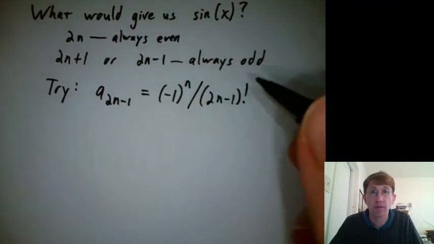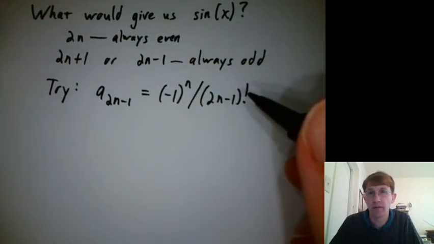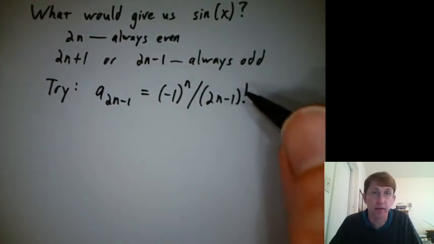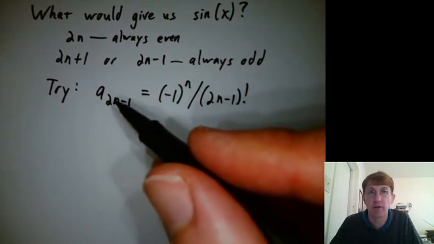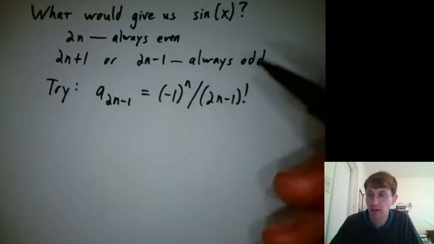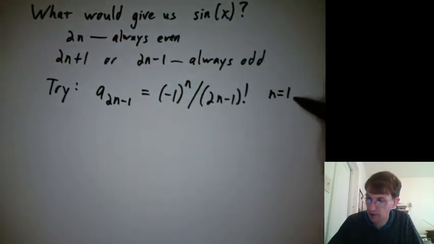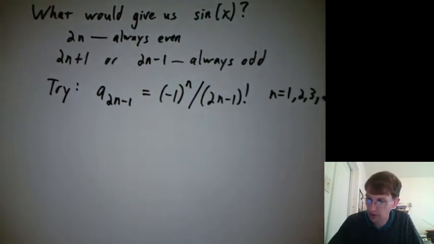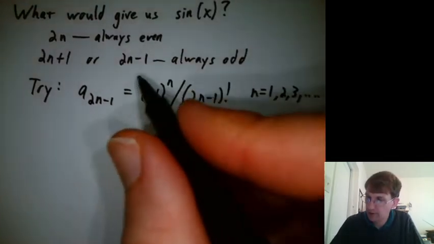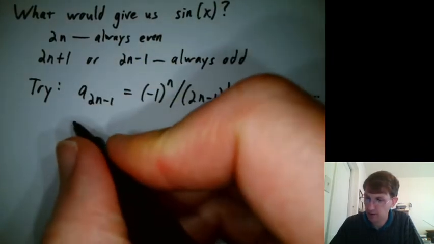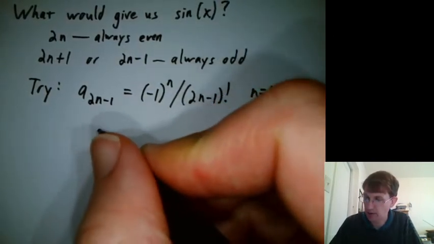Given this formula, should n start at 0 or 1 or something else, do you think? If n started at 0, then we'd have 2 times 0 minus 1, which would be negative 1. So we should start n at 1 here. So this is a guess of a formula. Let's actually try a few terms and see how it works.